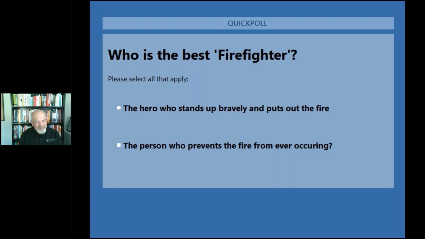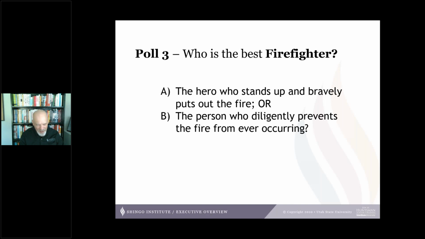Okay, so 95% voted the person who prevents the fire from ever occurring, and then 5% the hero who stands up bravely and puts out the fire. Okay, so we tend to have a way of celebrating the hero and not celebrating the person who diligently prevents the fire from ever occurring, but it's better to never have a fire than to have to put one out.